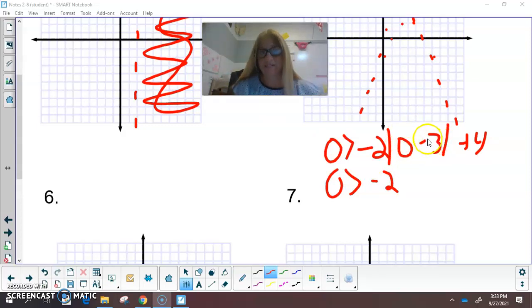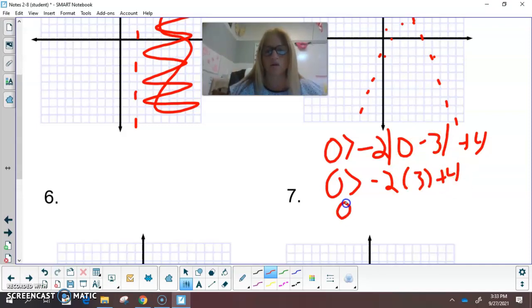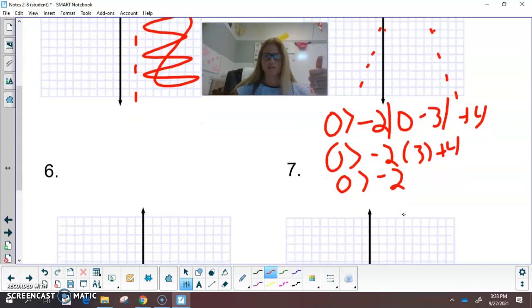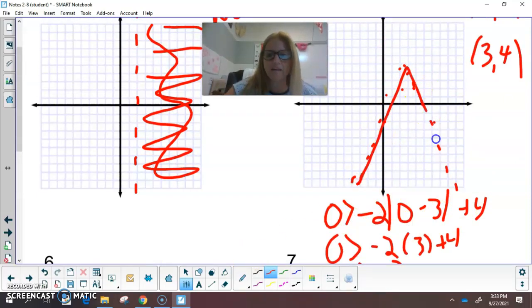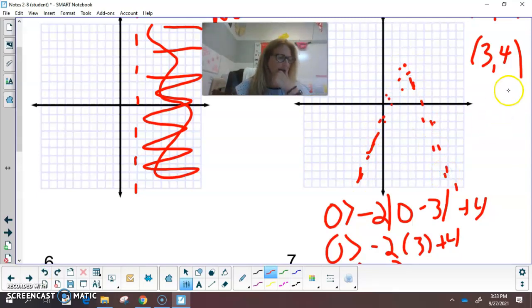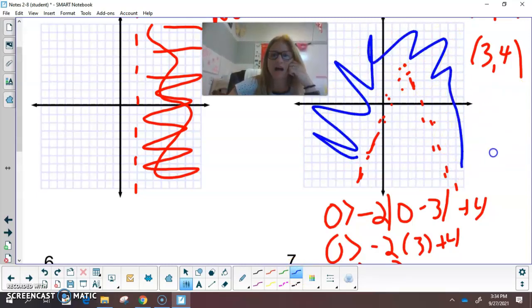So 0 minus 3 is -3, but the absolute value of -3 is, you got it, +3 plus 4. So this is -6 plus 4, which is -2. Is 0 greater than -2? Yes, it is. So where is 0? Maybe it would help if I connected it. Let me do this. I'm running out of time. I only have 15 minutes. Okay, let's just make it better because it's dotted. And then, since 0, 0 is outside the V, we shade outside the V.